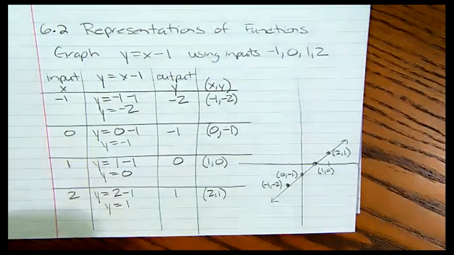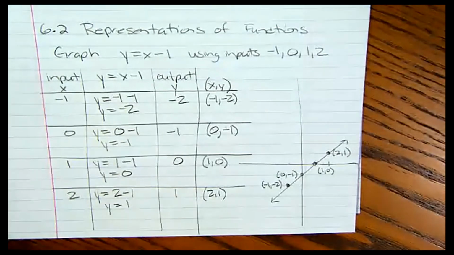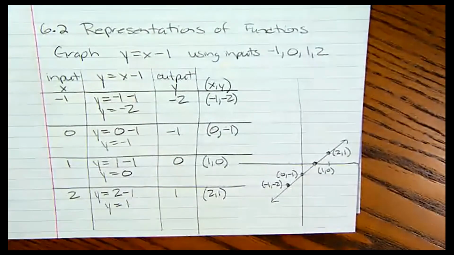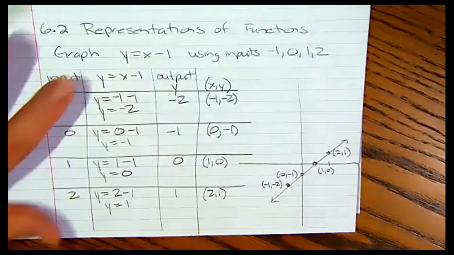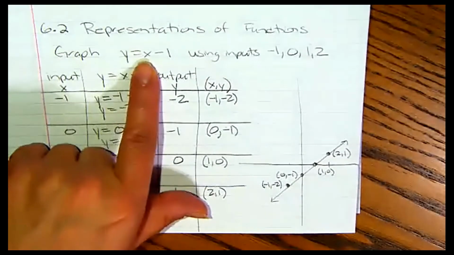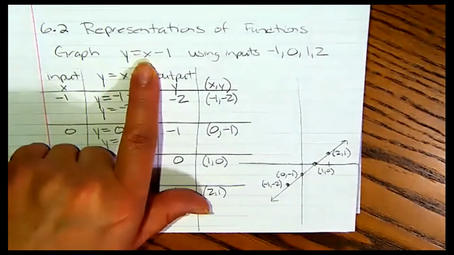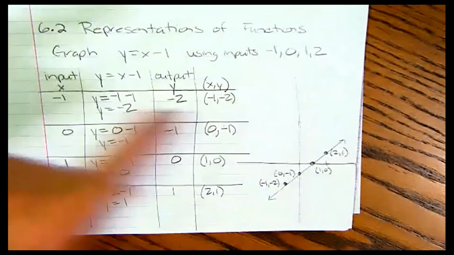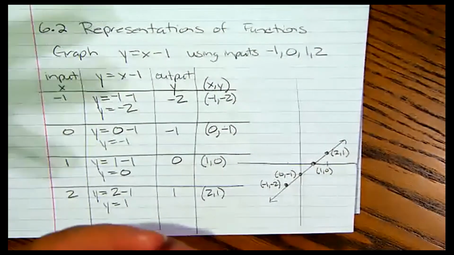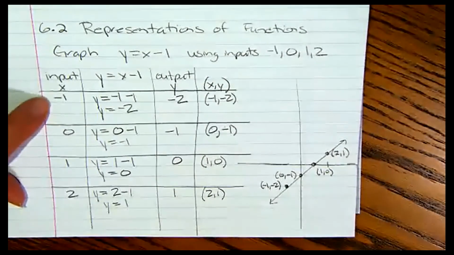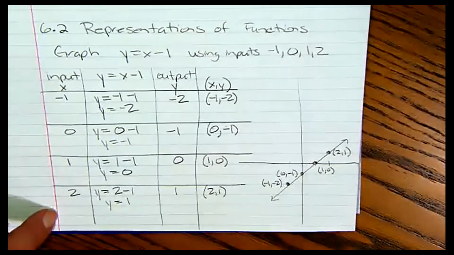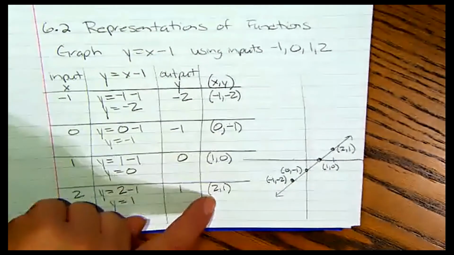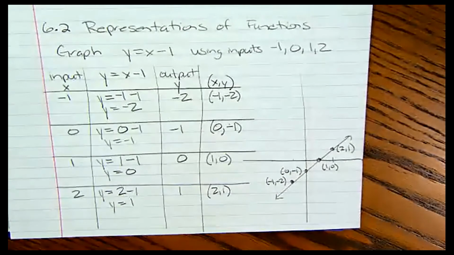So this is the same thing that we did in chapter 4 when we were graphing linear equations. Only now we're calling it a representation of functions. Here's my linear equation, only now we're calling it a linear function. Instead of us choosing our inputs or our x's, they're telling us to use these inputs or these x's. But we are still creating a table to figure out our ordered pairs and then graphing our ordered pairs.